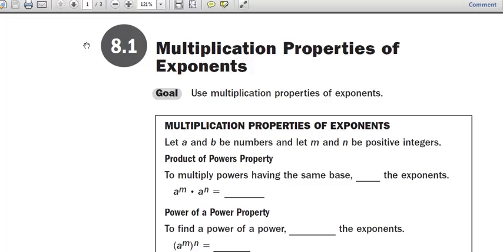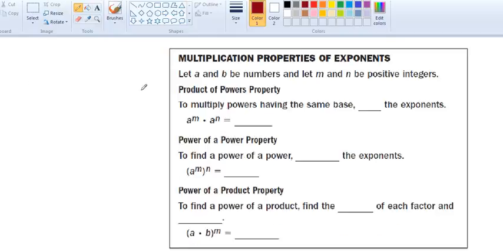Okay, we'll start chapter 8 with multiplication properties of exponents. No graphing to worry about here. We're just going to rely on our number sense and some things we know about exponents and order of operations as we go along. So if you turn to page 160, we're going to do some writing here on the left side of what you've got. Let's start with this first one called the product of powers property.